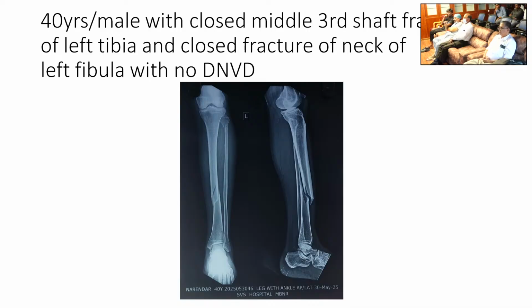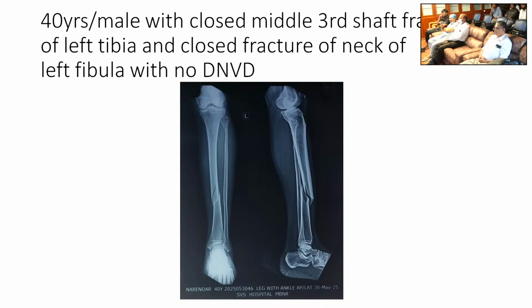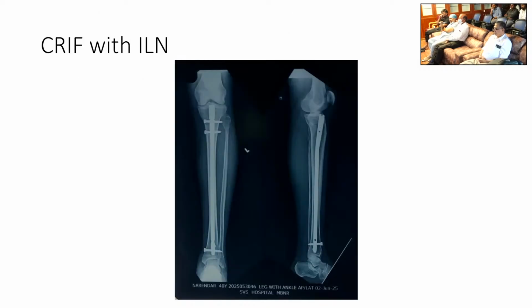Sir, a 40-year-old male with a closed middle third shaft fracture of the left tibia and a closed fracture of the neck of the left fibula with no distal neurovascular deficit. We have done closed reduction and fixation with an IL nail for the tibia.